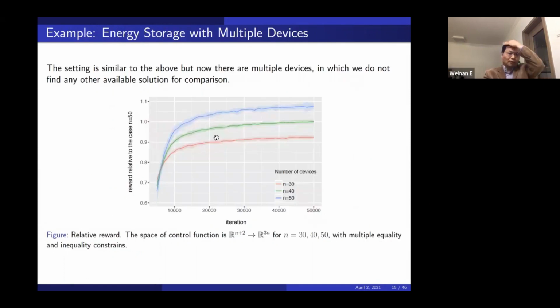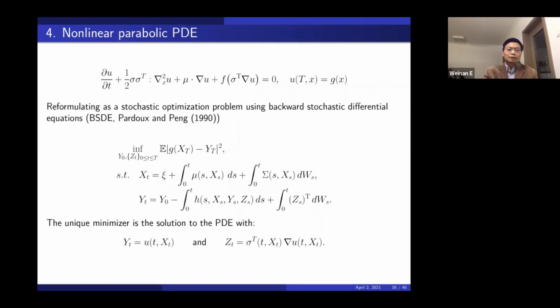So this is a meta problem of energy storage with multiple devices. N is the number of devices. As you can see, as iteration goes on, the convergence is quite nice, and these results can be calibrated with other methods. My last example is solving nonlinear parabolic PDE.